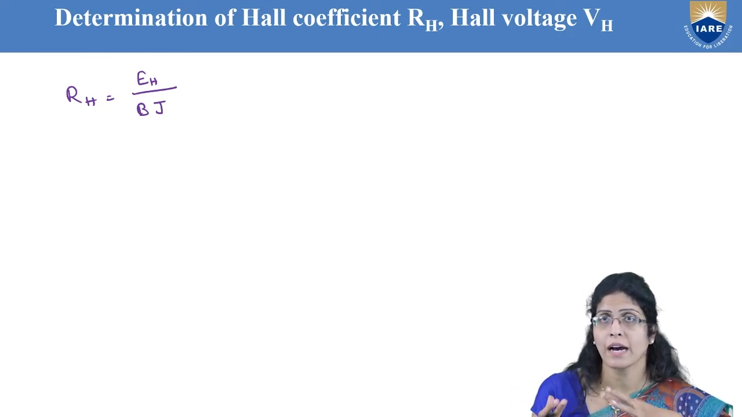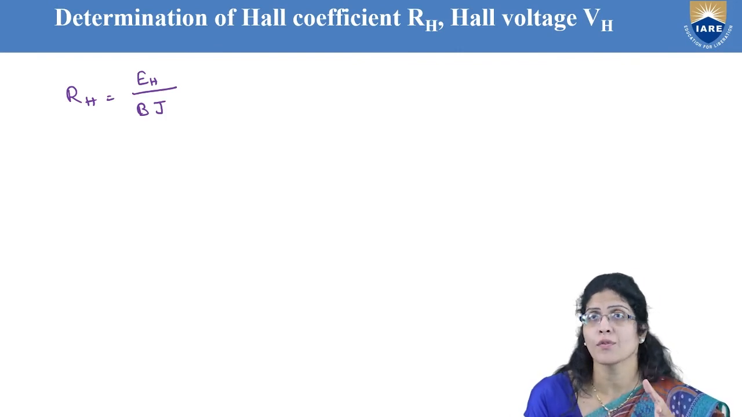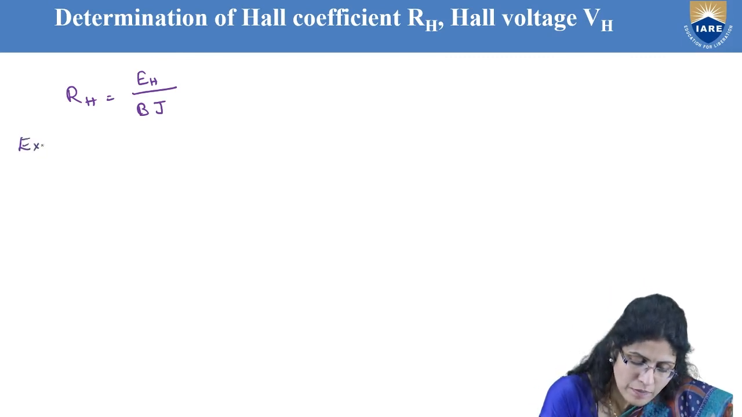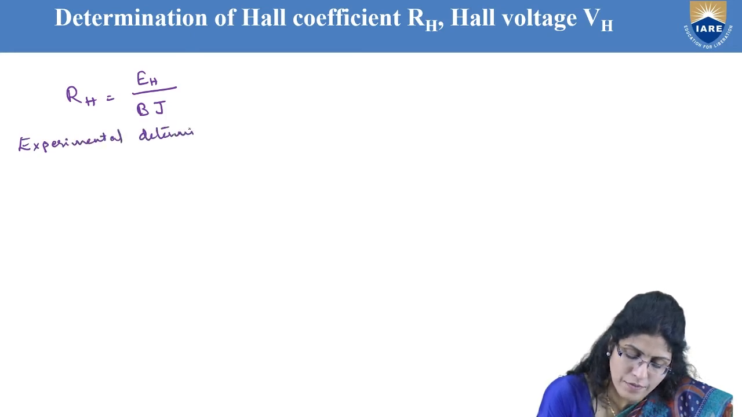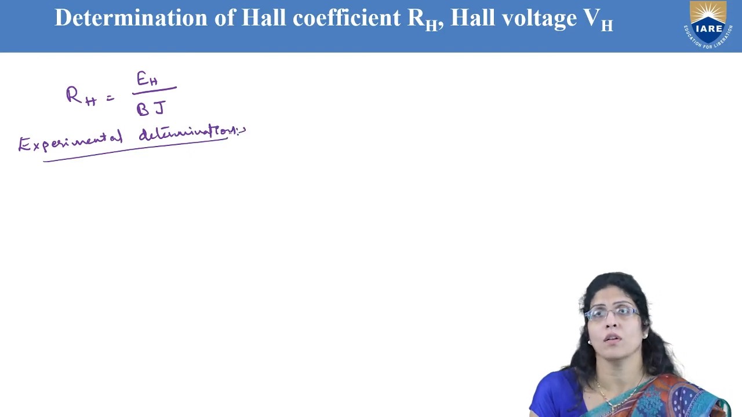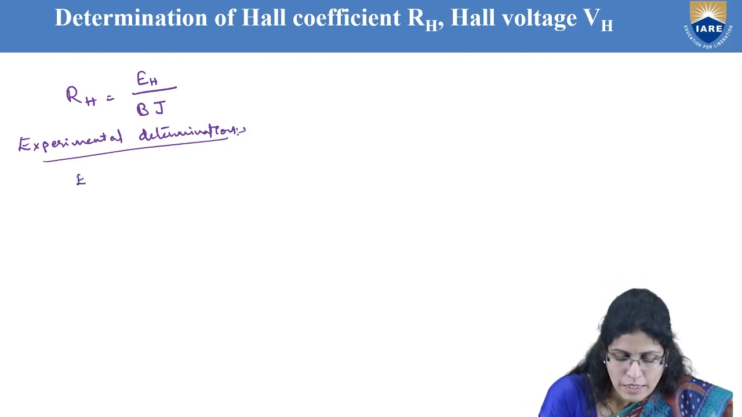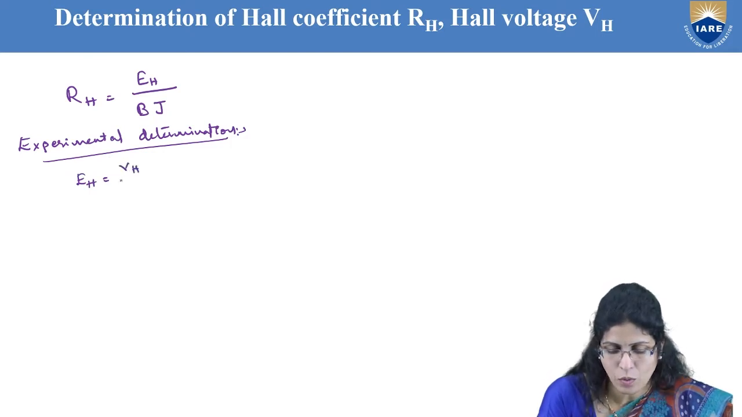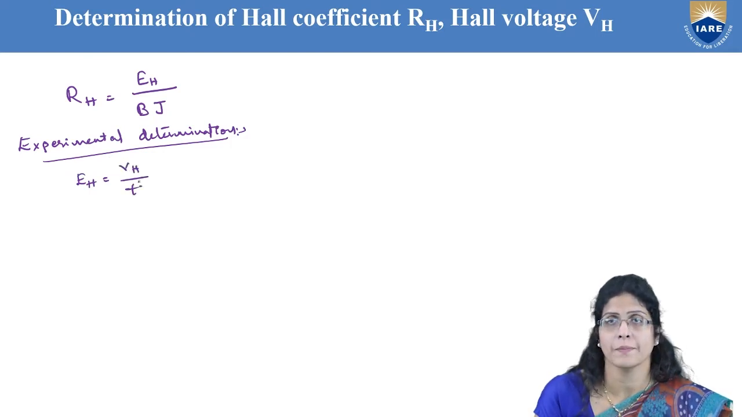Then how can I really express RH and EH in terms of the geometrical parameters? So the experimental determination, or I can call it the verification through this theory, of this Hall coefficient. EH is nothing but the field formed due to the voltage which is developed across T.